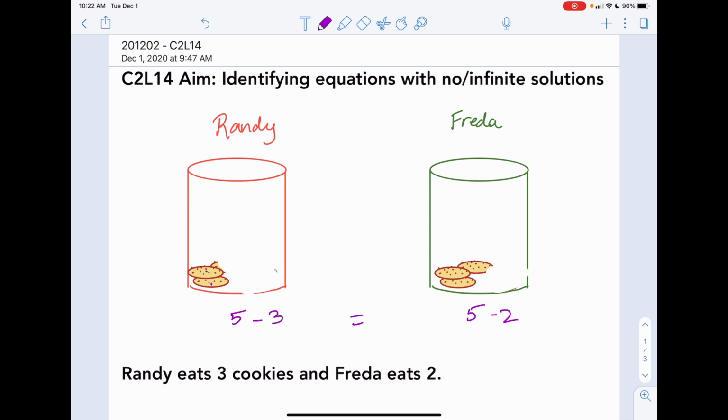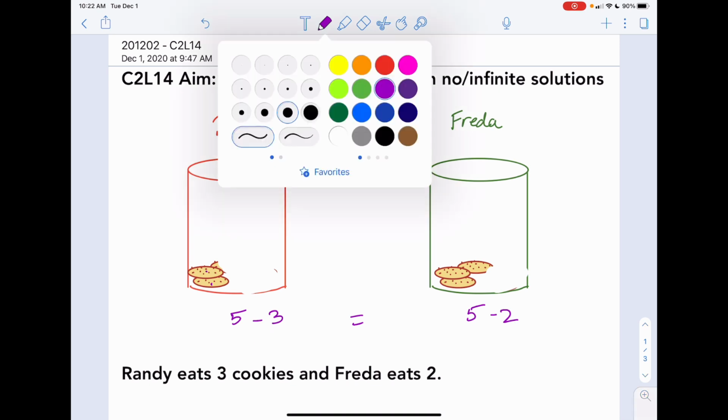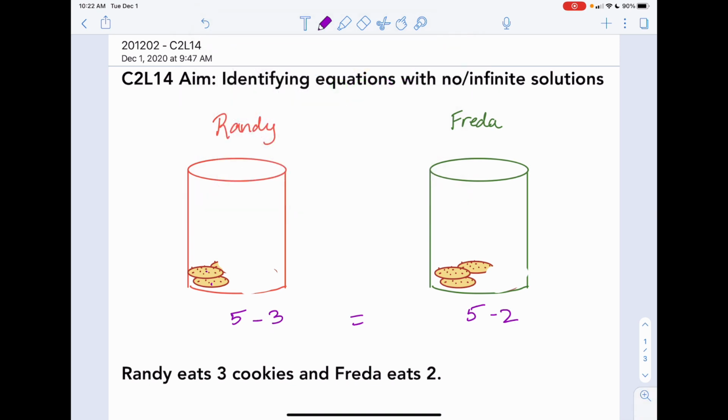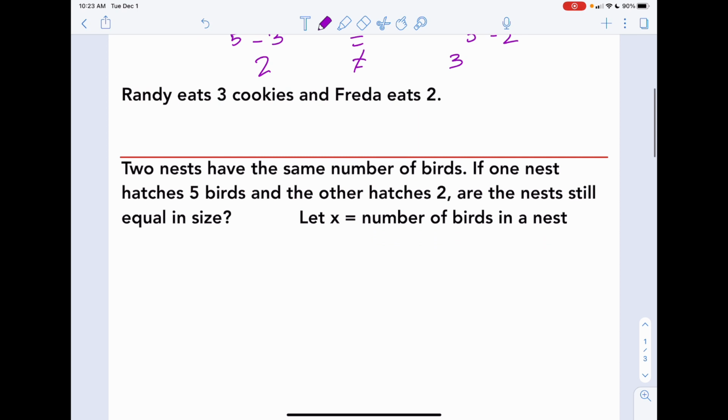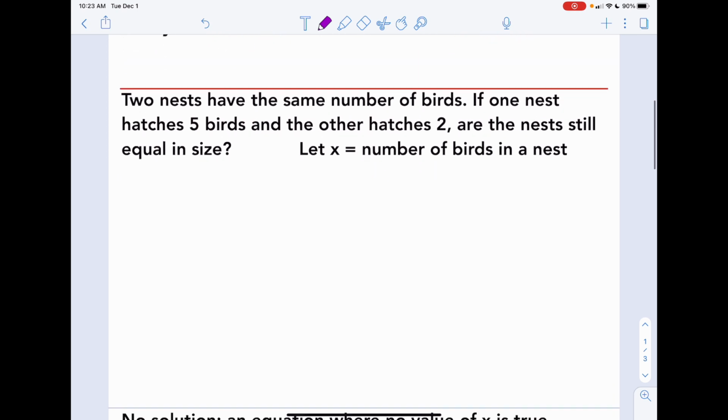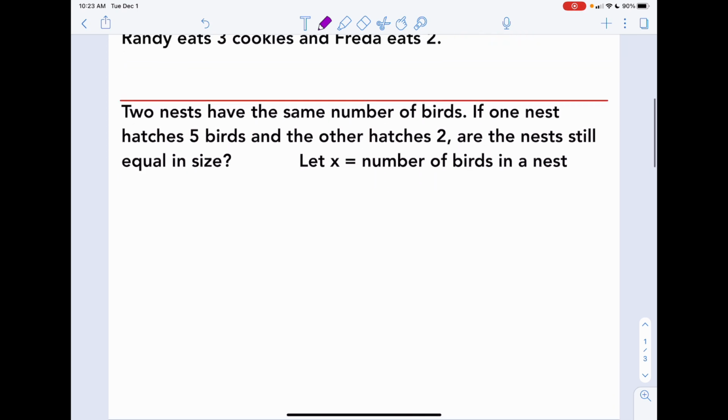We see that 5 minus 3 is going to be 2, whereas 5 minus 2 is going to be 3. And so these are no longer equal to each other. So we want to keep this in mind as we go through some further examples here, because sometimes we get equations that are not true. So let's look at this situation.